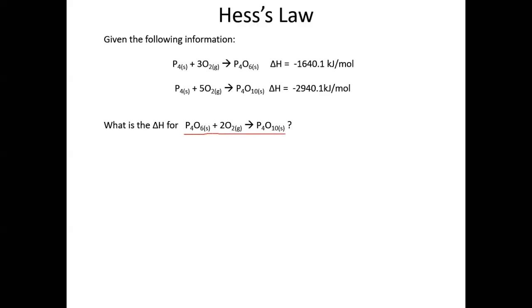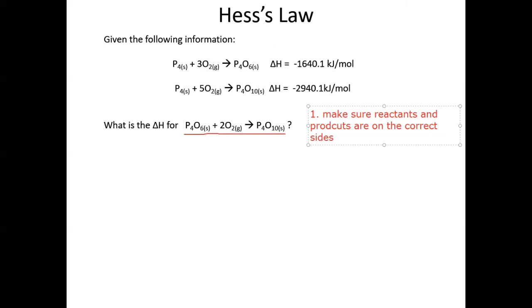So now we have another Hess's law example. So here we're given two equations where the delta H's are known, and we're asked to determine what's the delta H of this equation. So again, the first thing you want to do, number one, is make sure reactants and products are on the correct sides.